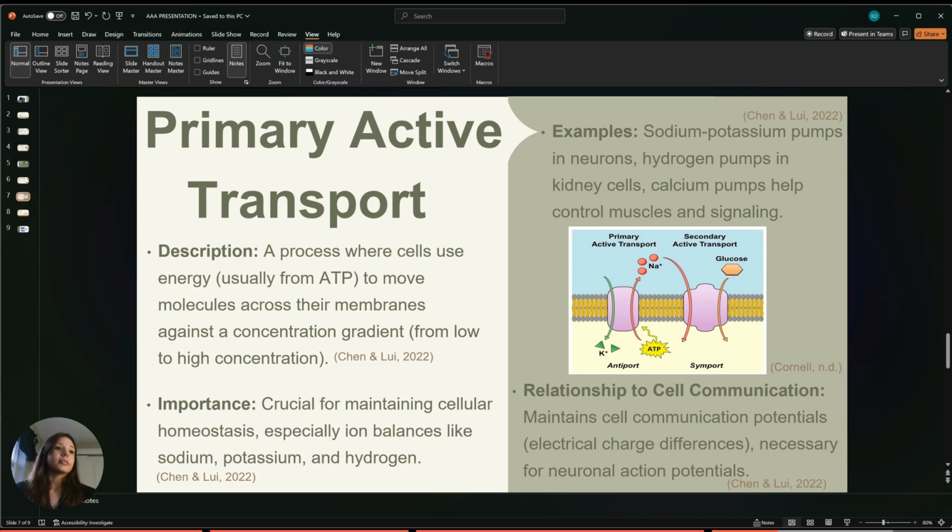It happens in many cells. Sodium-potassium pumps help maintain membrane potential in neurons, hydrogen pumps control pH in kidney cells, and calcium pumps help with muscle contraction and heart signaling. It helps with cell communication by maintaining cell potentials, which are needed for neuronal action potentials. The sodium-potassium pump is required to make these potentials, letting neurons send electrical signals.